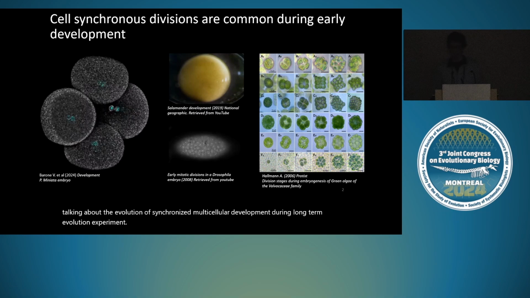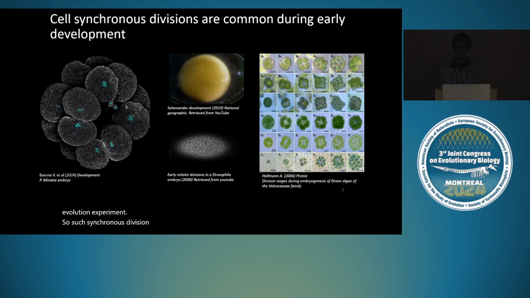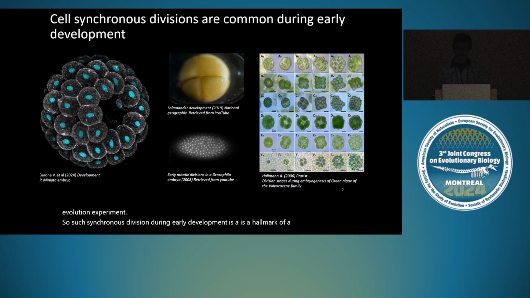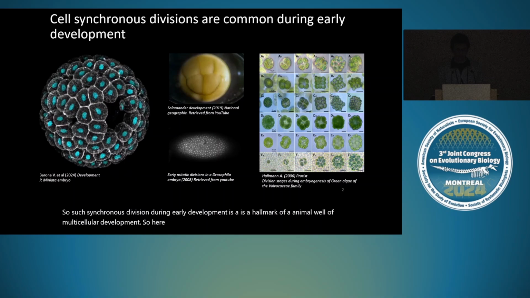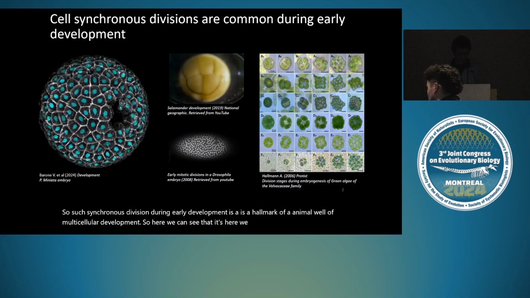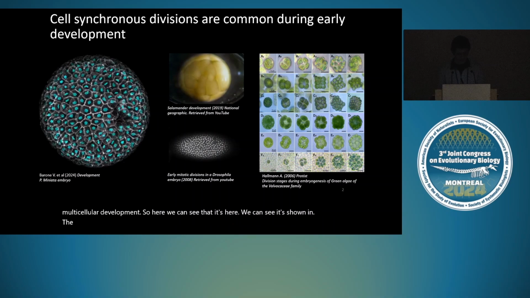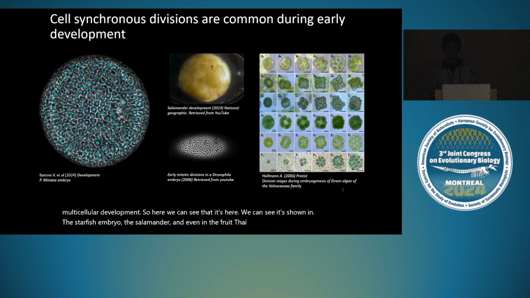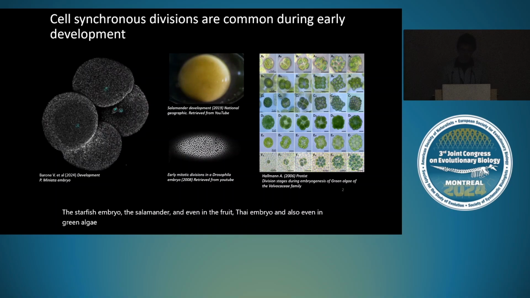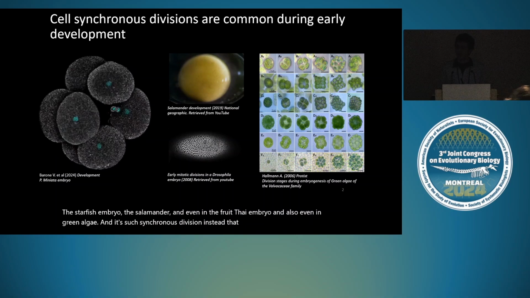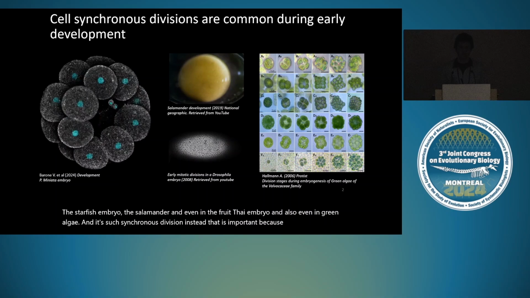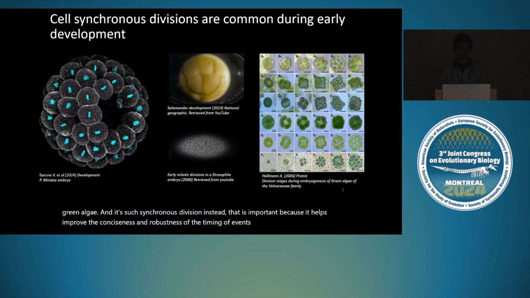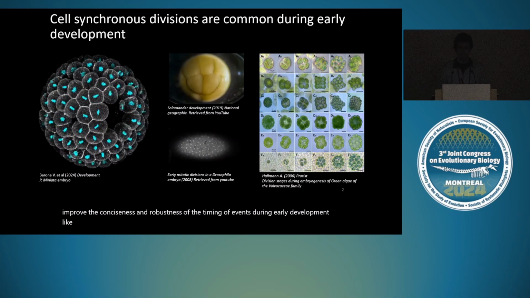Synchronous cell division during early development is a hallmark of multicellular development. Here we can see it shown in the starfish embryo, the salamander, the fruit fly embryo, and even in green algae. Synchronous cell division is thought to be important because it helps improve the consistency and robustness of the timing of events during early development, like the zygotic genome activation.